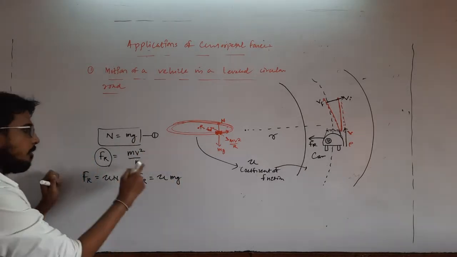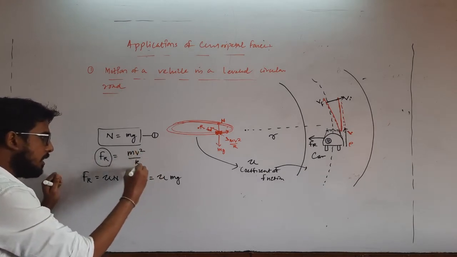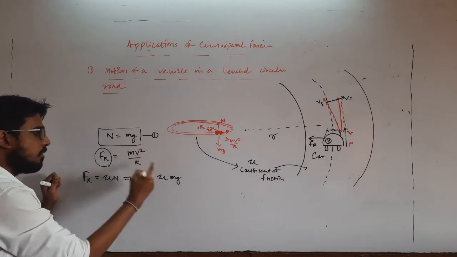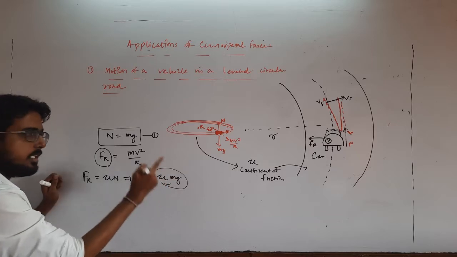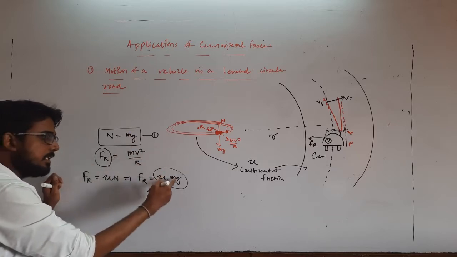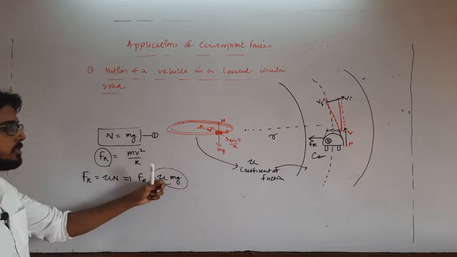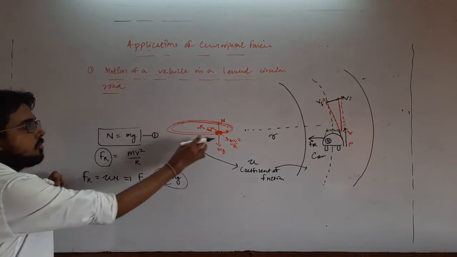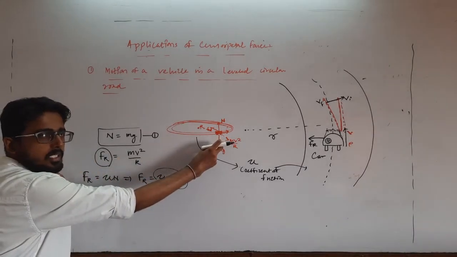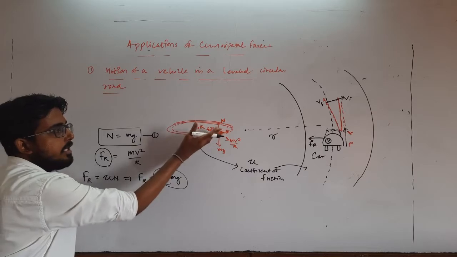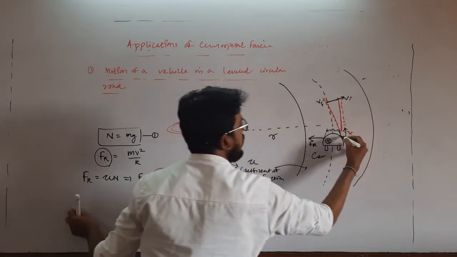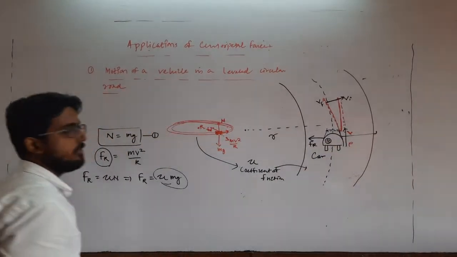Clear? So for safe turn, the centrifugal force must be less than or equal to this much. Because if the centrifugal force increases beyond this, then the friction will not be able to cancel out the effect of the centrifugal force. That's why the vehicle will skid away and it will move along this direction due to the effect of centrifugal force.